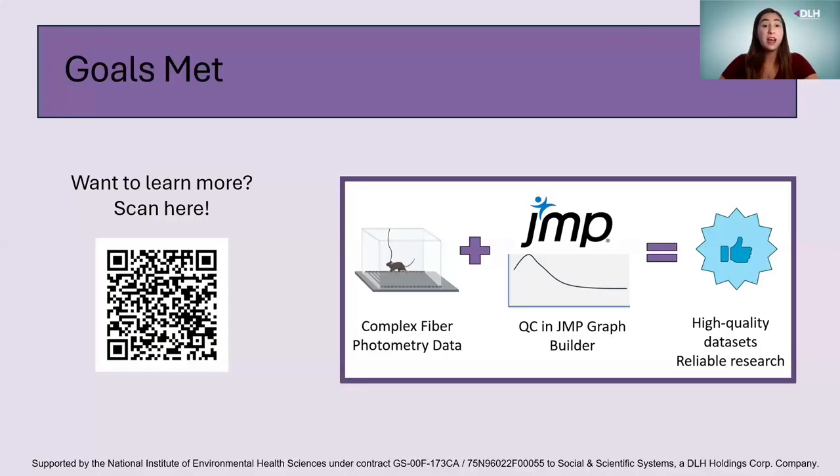So our goals have been met. We looked at a complicated fiber photometry data set collected over time, got that longitudinal data, and we used JMP Graph Builder to quickly and easily QC this data set and make sure that we have high quality, reliable research.